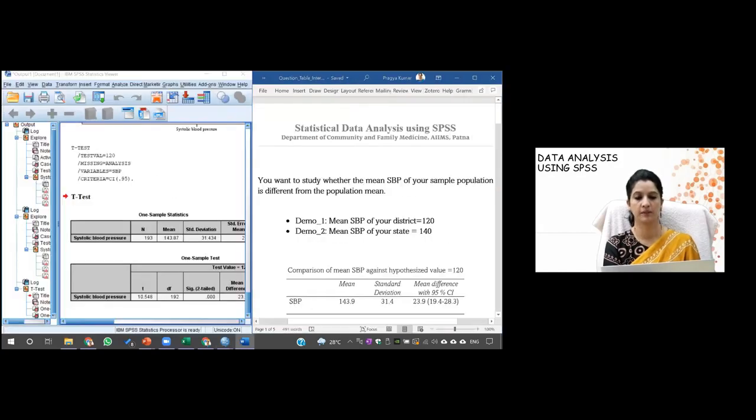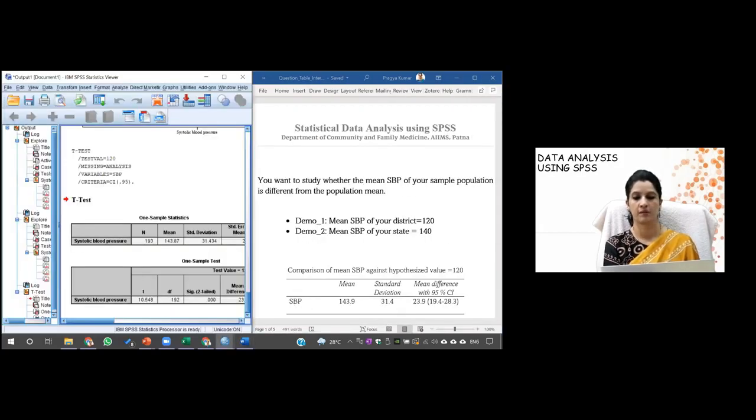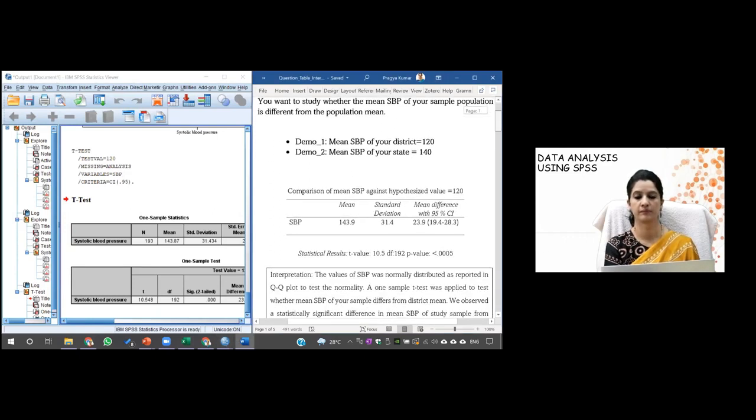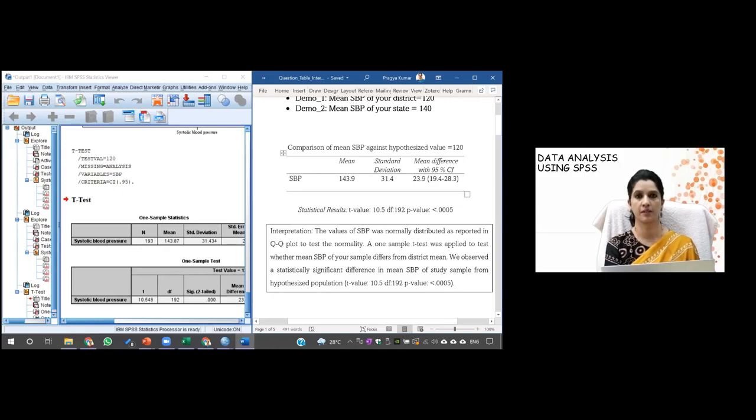And this was the table. The APA style table for this would be: comparison of a mean systolic blood pressure against a hypothesized value. This is my sample mean, this is the standard deviation, and this is the mean difference with the confidence interval. The value of t is 10.5 with degrees of freedom 192 and the p-value is 0.005. Now I would request one of you to read this interpretation for me. Ashish, since you are talking today, can you do this for us?